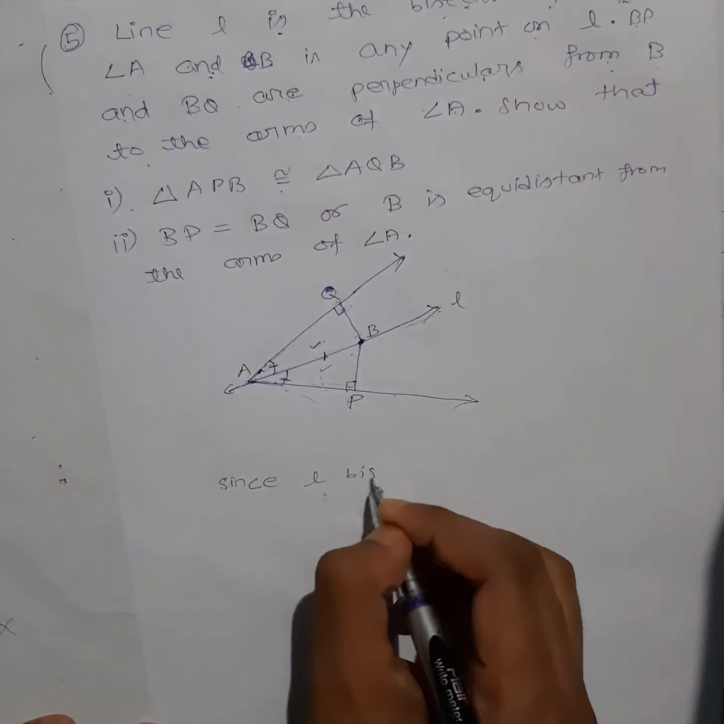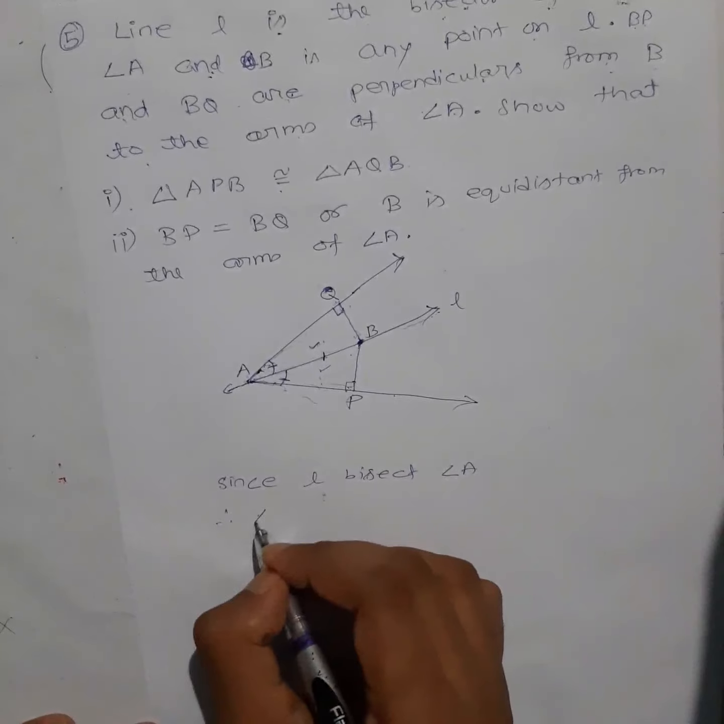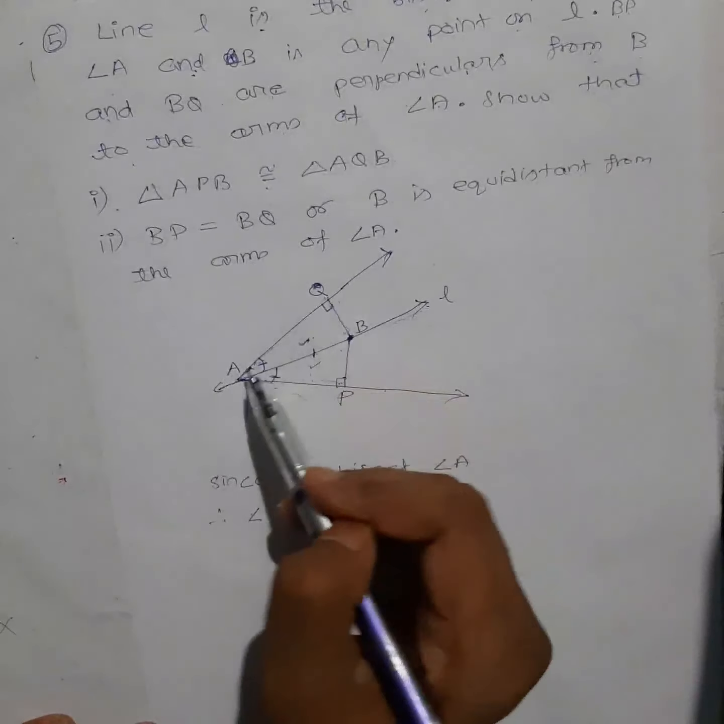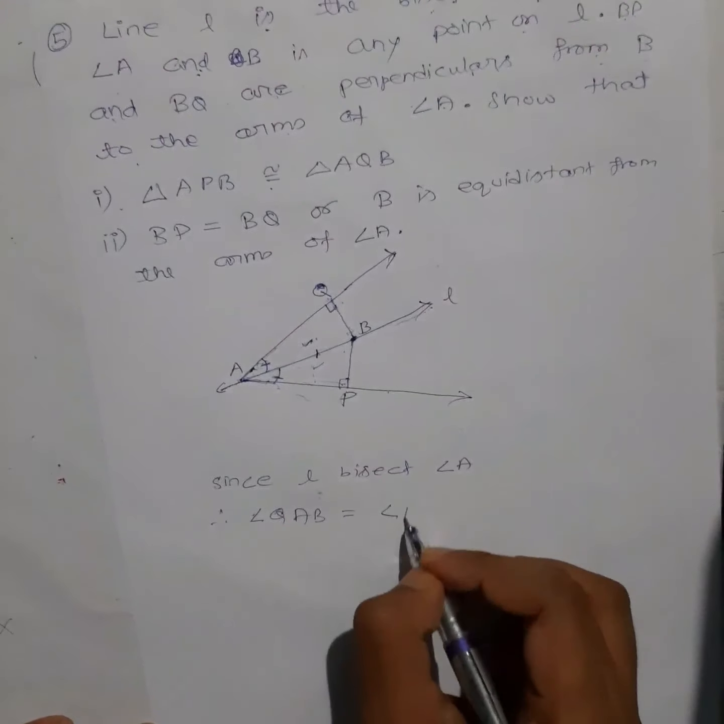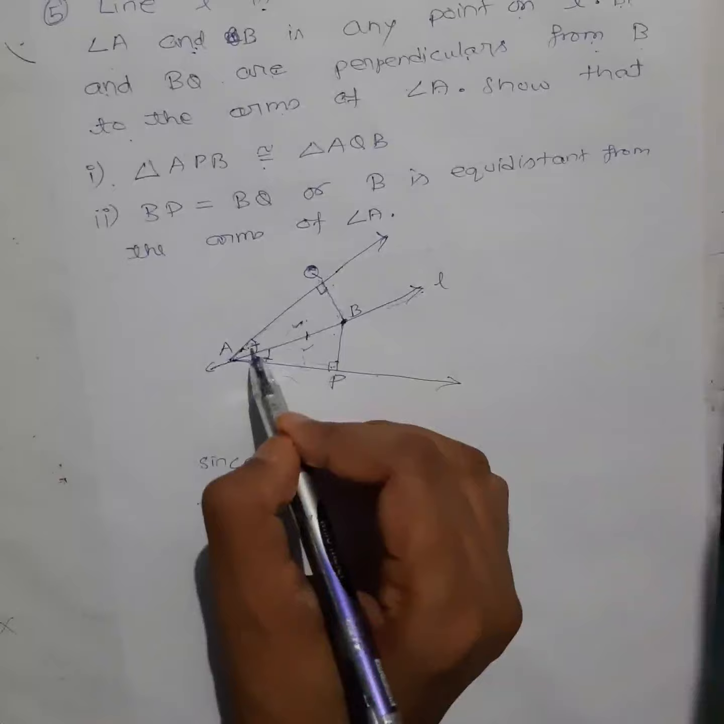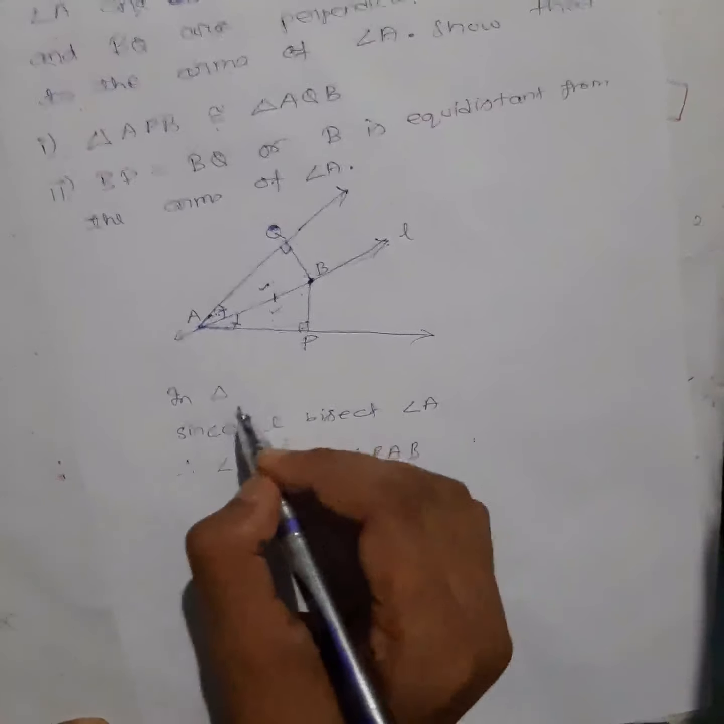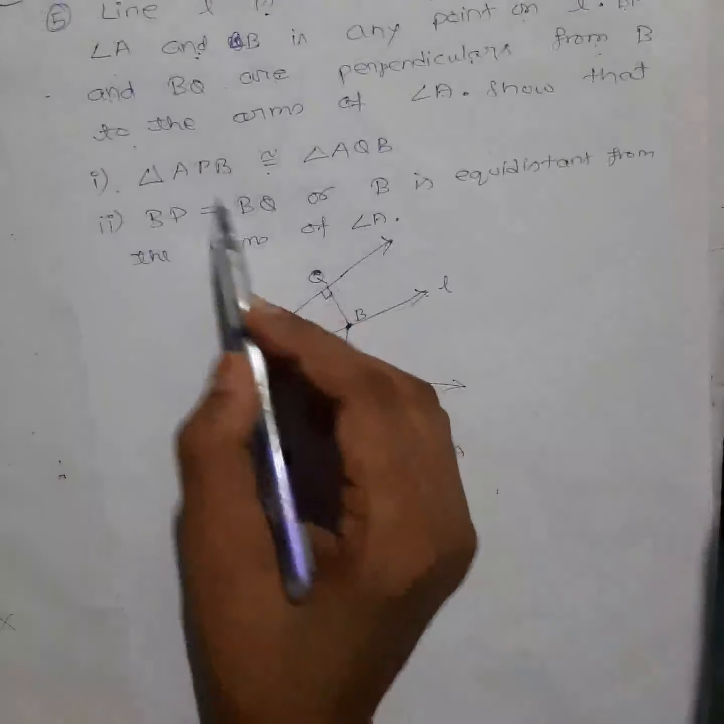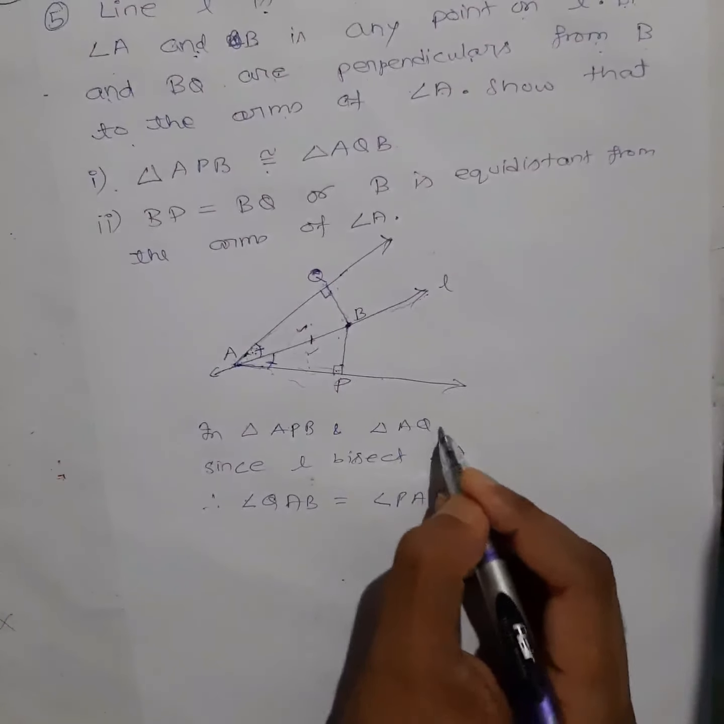Since L bisects angle A, therefore angle QAB is equal to angle PAB. This angle and this angle will be the same, right? So I have written that, right? So one angle I have shown. So you can write in triangle APB and triangle AQB.